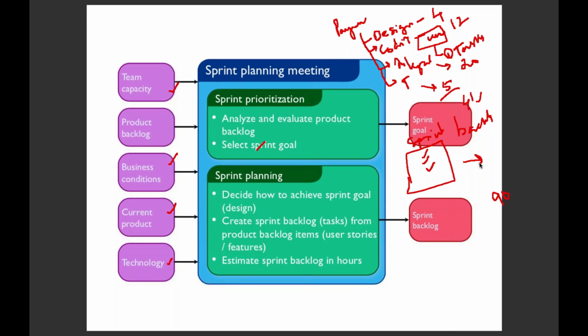And who should be part of this meeting? Scrum Master should be there because he is the facilitator. He is the facilitator. He should be there. The team should be there, the development team, because these are the people who are going to deliver this. And the most important key person you need here is the product owner.